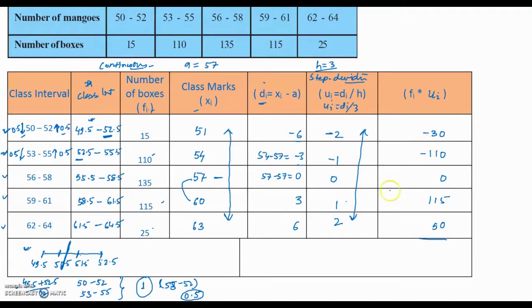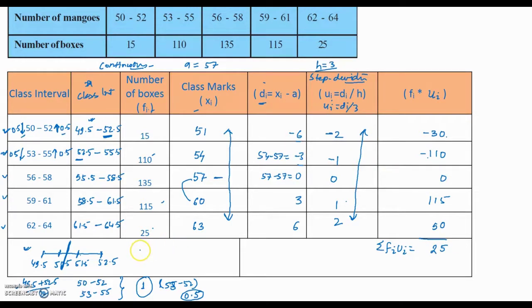Now we'll have to find out what is sigma fi ui, the summation. How will you sum this up mentally if you want to? 115 minus 110 is 5, right? The difference is 5. And 50 minus 30 is 20. So 20 plus 5 is 25. So 25 is the summation.